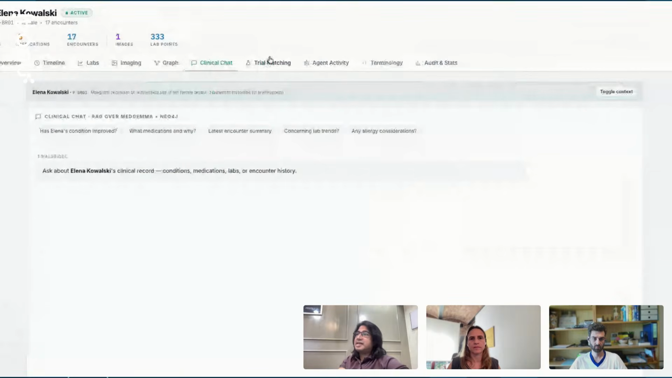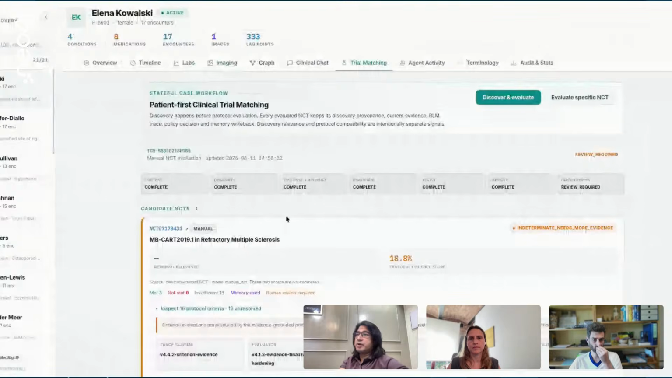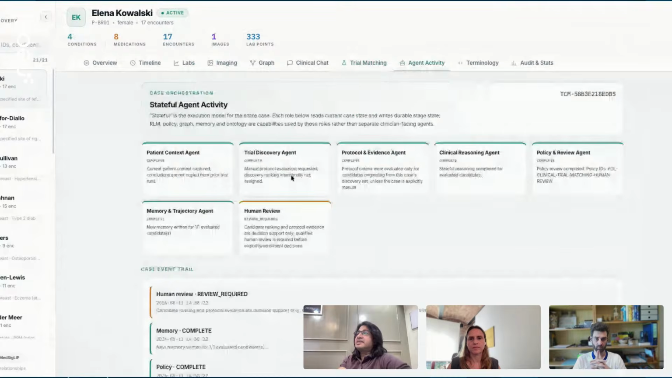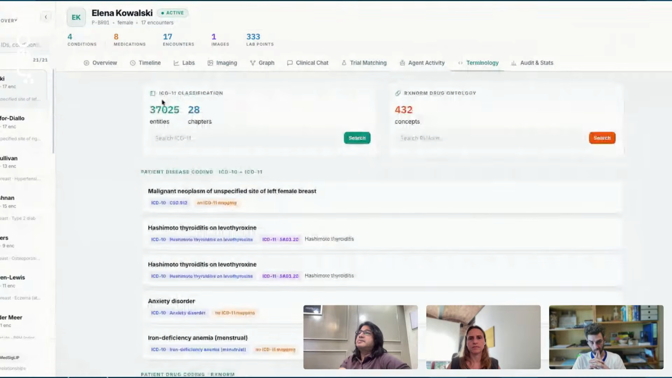Then the trial match is basically the most important, and today's the brownie thing, what I would say. The agent activity is something that we are going to look into. We are looking into terminology. These are the basic terminologies which are out there, with the RxNorm drug ontology. So I can search for a concept.